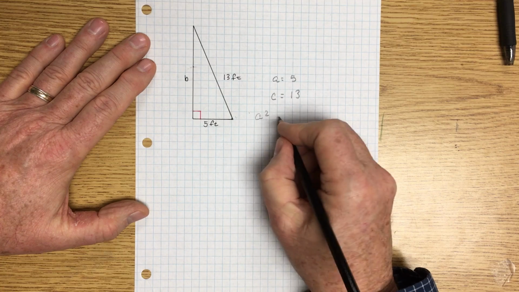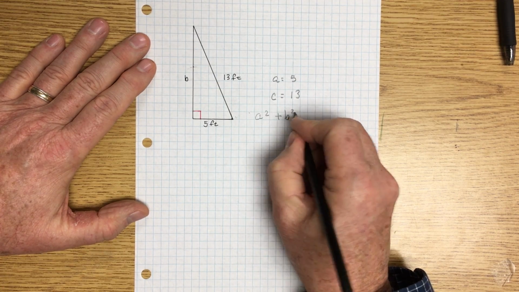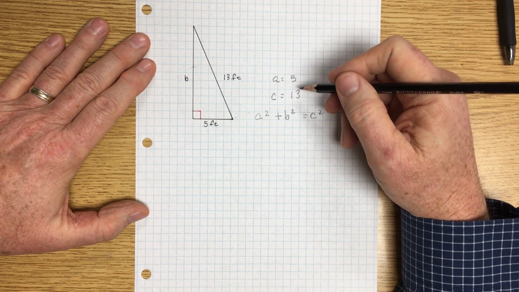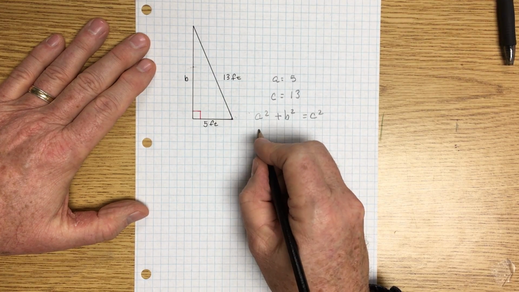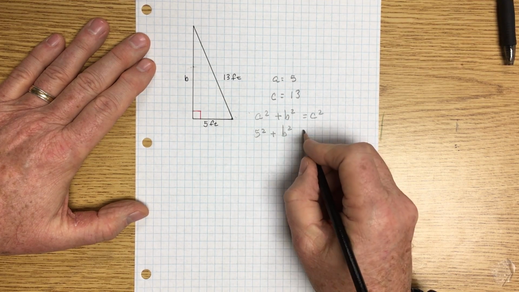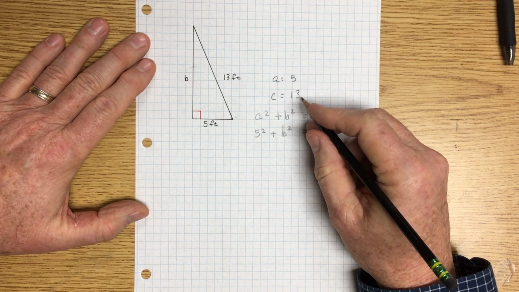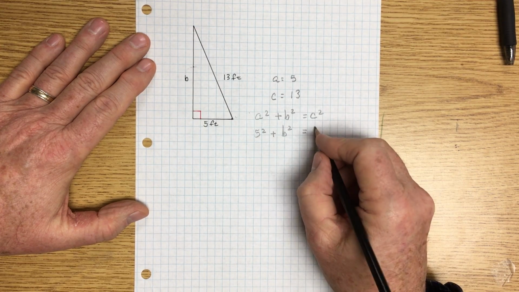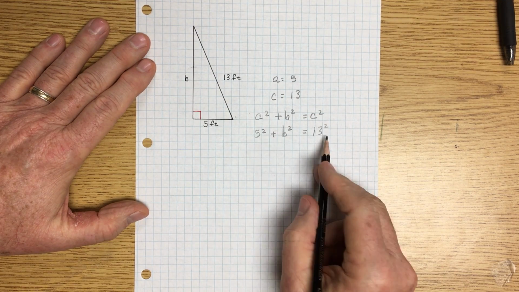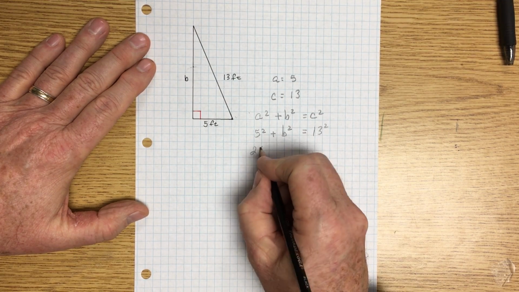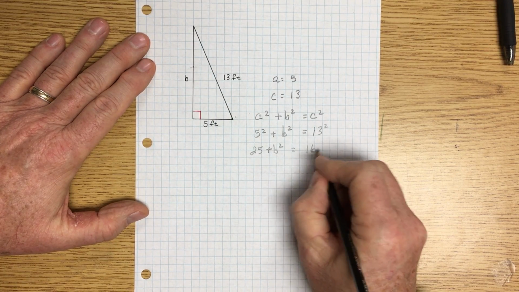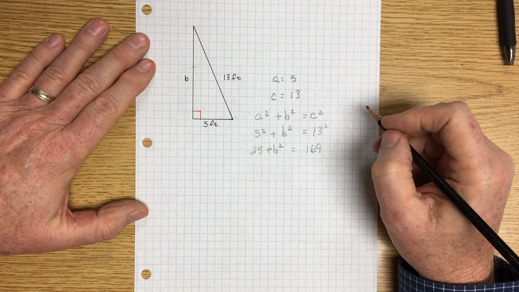So let's take our formula, a squared plus b squared equals c squared, and plug in the information that we do know. We know that a is 5, so that's 5 squared. We don't know what b is, so we're going to leave it as b squared. C is 13, so we're going to plug that in. Now we can do this squaring, just simplifying, so that would be 25 plus b squared is equal to 169, which is 13 times 13.